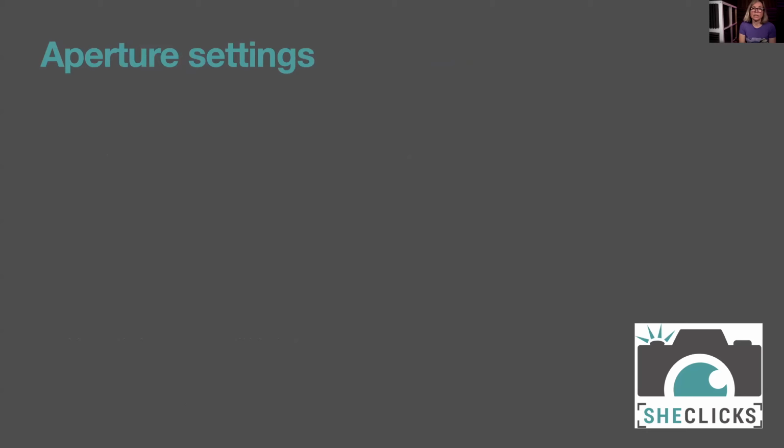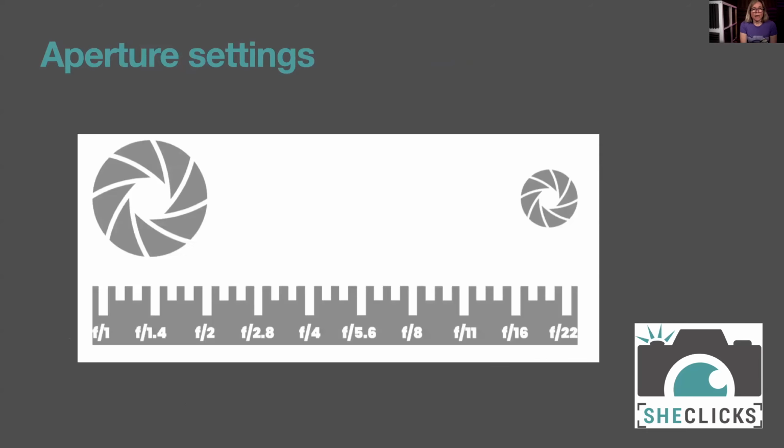So let's now look at the aperture settings. On the left-hand side, you've got a large aperture, and on the right-hand side, we've got a small aperture. The first thing to point out is that my graphic skills have let me down a little bit, because the external dimension of the aperture doesn't change. What does change is the size of the hole, but the only way I could make the hole smaller was to make the whole aperture smaller. But I'm not a graphic designer, so please forgive me.